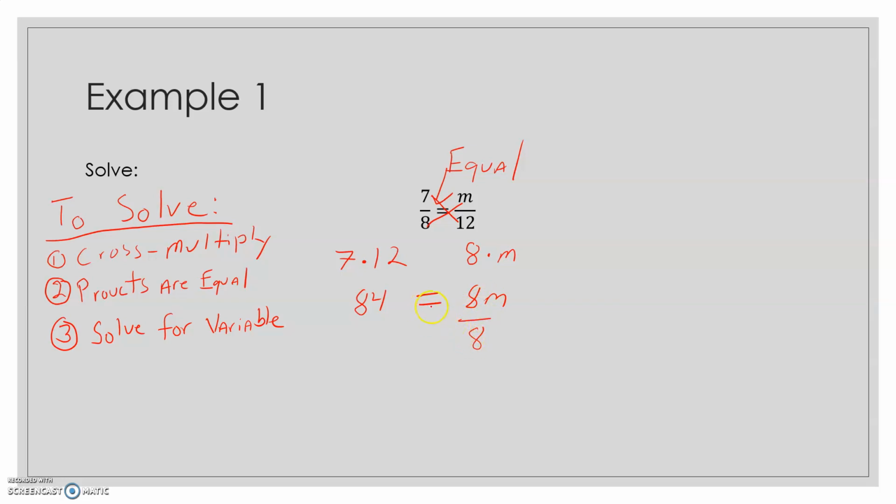And then because it's an equation, because the two sides are the same, if we change one side, we have to change the other the same way. And so we divide by 8 there as well. And then we solve. So 8 divided by 8 is 1, or 1m, or just m we can write it as.